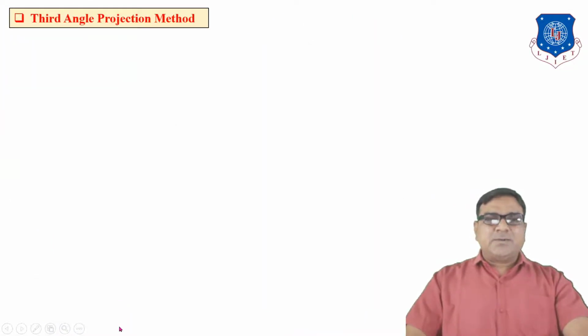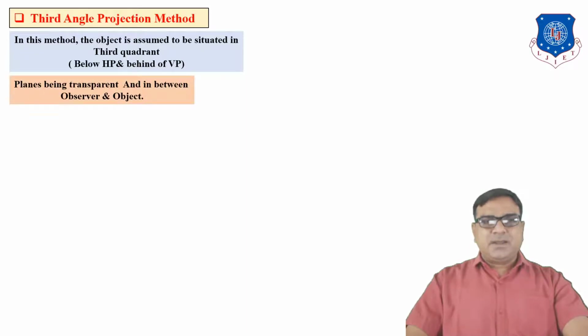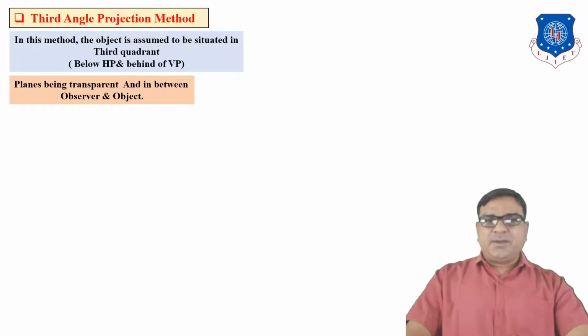Now what is third angle projection method? So in third angle projection method, the object is assumed to be situated in the third quadrant, means below HP and behind VP, planes being transparent and in between observer and object. So here in third angle projection method, the position of the observer is not changed. So our object is behind VP and below HP. Here we have to assume that all the planes HP and VP are transparent, so we can see the object.